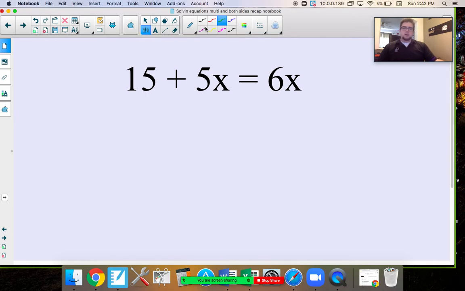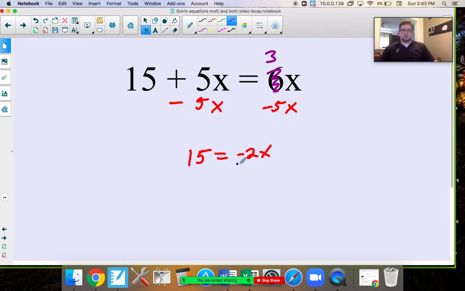Another one. Usually, even if this happened to be like a 3x on this side, and it was like, let's move the 3x. Well, what we're trying to do is we're trying to get x's on one side, numbers on the other. So in this problem, I'd actually get rid of the 5x. No, it goes against what I said, getting rid of the smallest x. But what I'm trying to do is get, again, x's on one side, numbers on the other. I'm left with 15 is equal to negative 2x. I'm going to get a fraction answer, which is fine. I divide by negative 2 on each side.